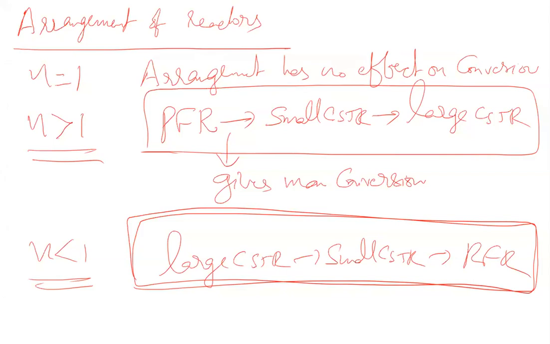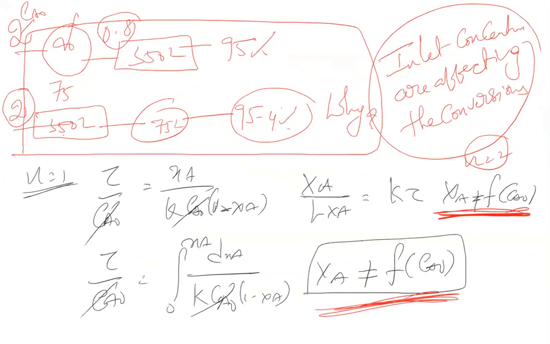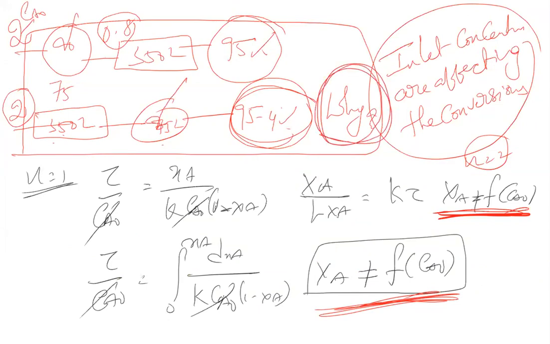Just understand these two things. First, I'll explain one more time. We started with this question. When I put a CSTR first followed by a PFR, I am getting 95% conversion. When I put a PFR first followed by a CSTR, I am getting, let's say, 95.4. So I got higher conversion when I put the PFR followed by the CSTR. Why are we getting this?